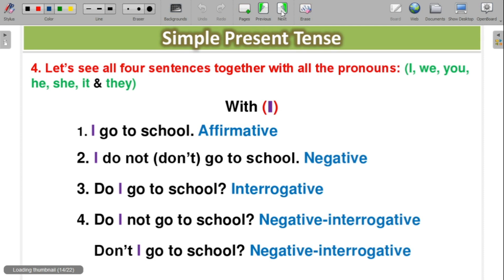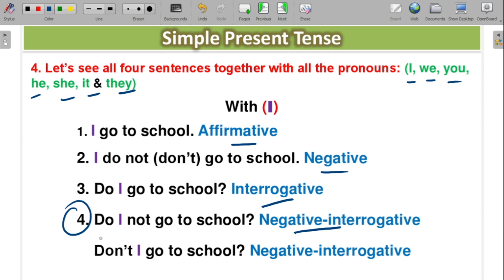Okay. Now let's check all the subjective pronouns like I, we, you, he, she, it, they. How can we use them? These all four sentences together we will find here: affirmative, negative, interrogative, then negative interrogative sentence. A negative interrogative sentence can be written in two types. Do I not or don't I?